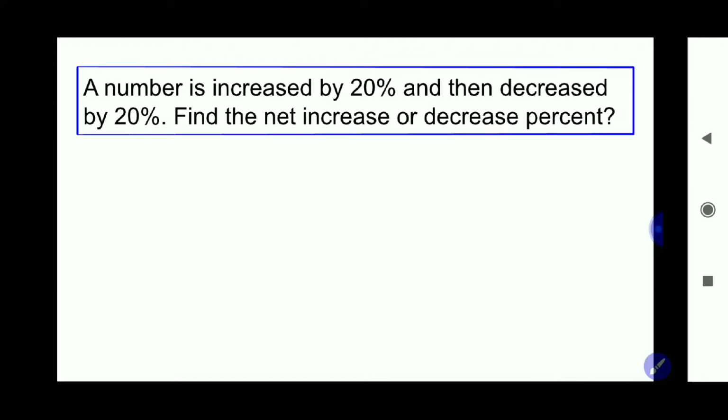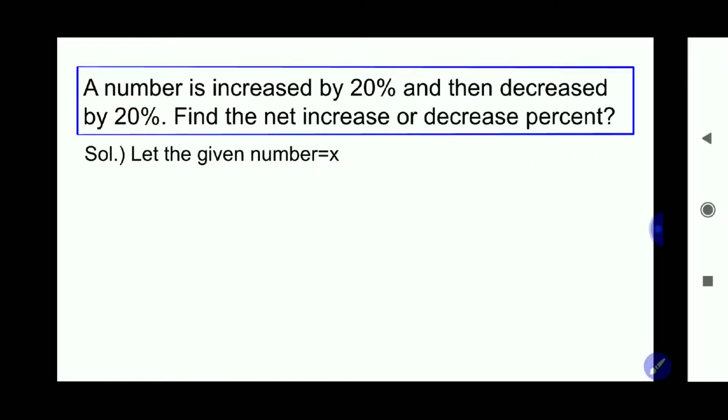One more question. A number is increased by 20% and then decreased by 20%. Find the net increase or decrease percentage. Generally we think increase 20% and then decrease 20%, so there is no change. But observe the question.